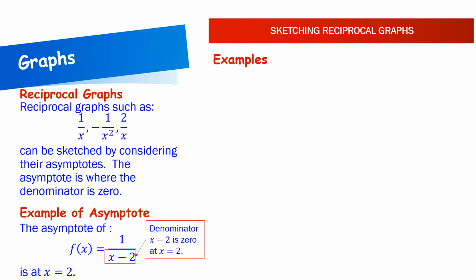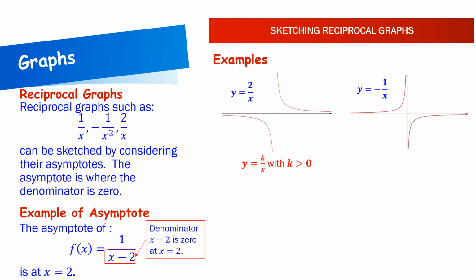Let's take a look at some more examples. We have sketched here y equals 2 over x. The function y equals k over x with k greater than 0 has a similar shape. And here we have y equals minus 1 over x. And the function y equals k over x with k less than 0 has a similar shape also.